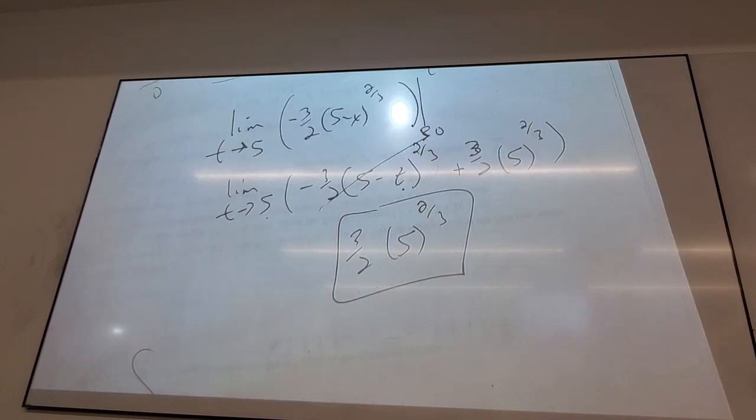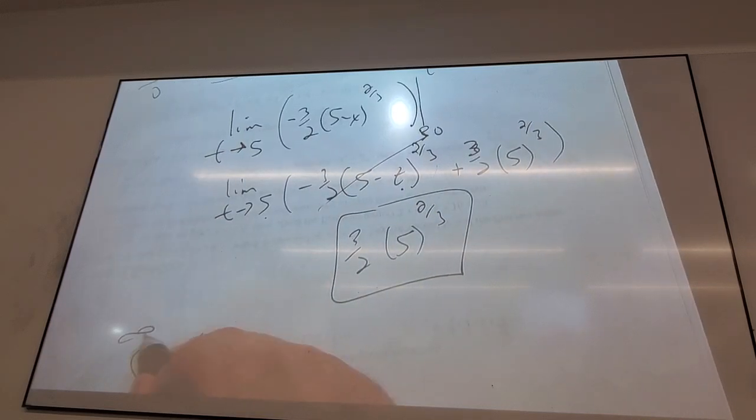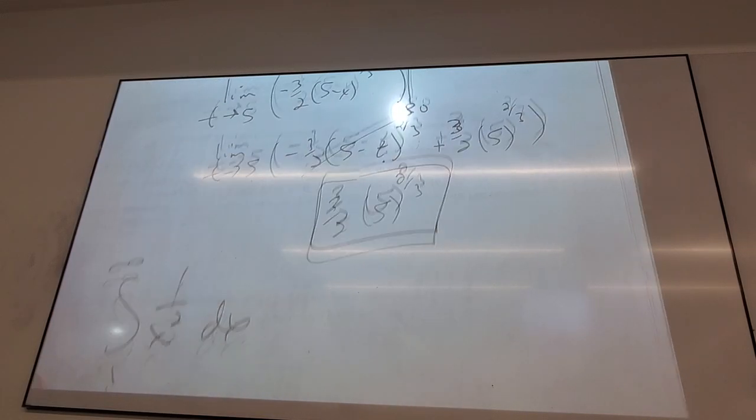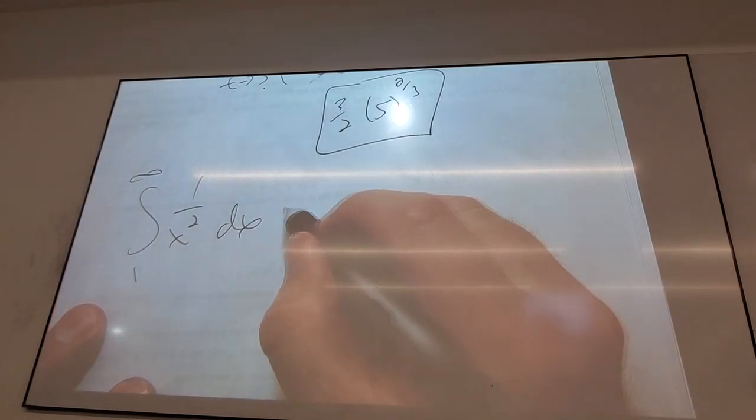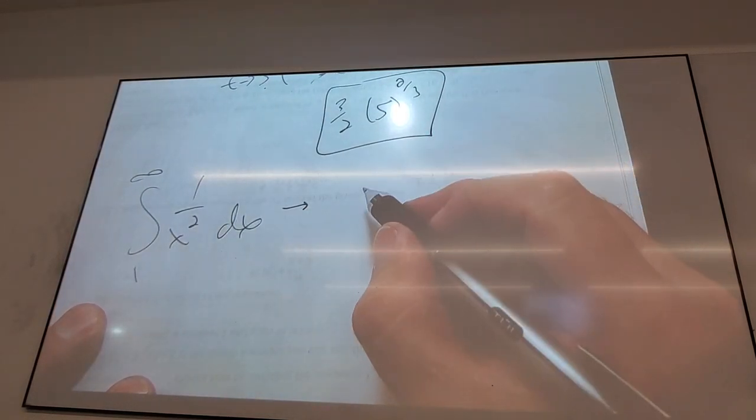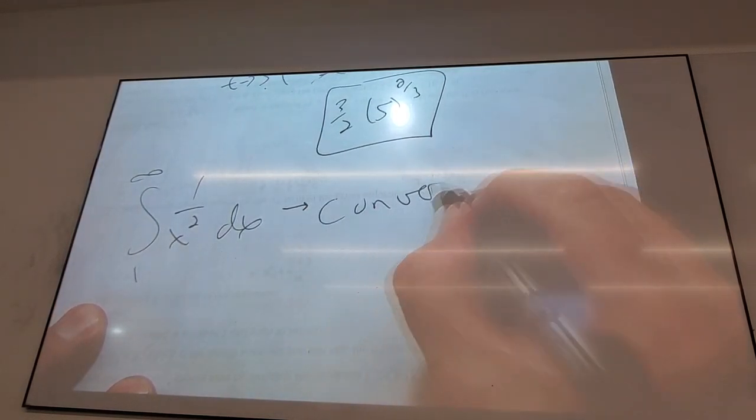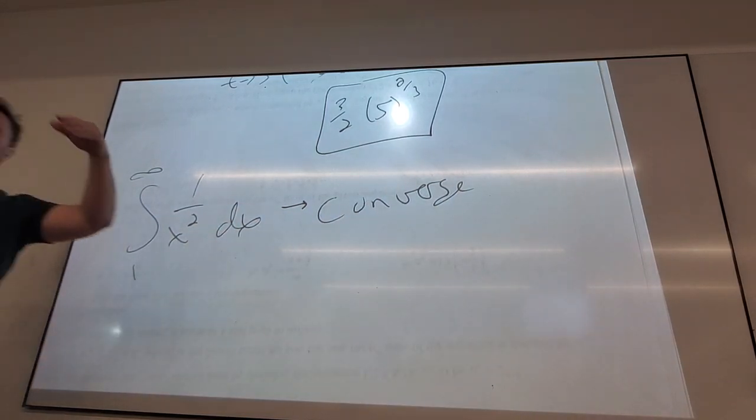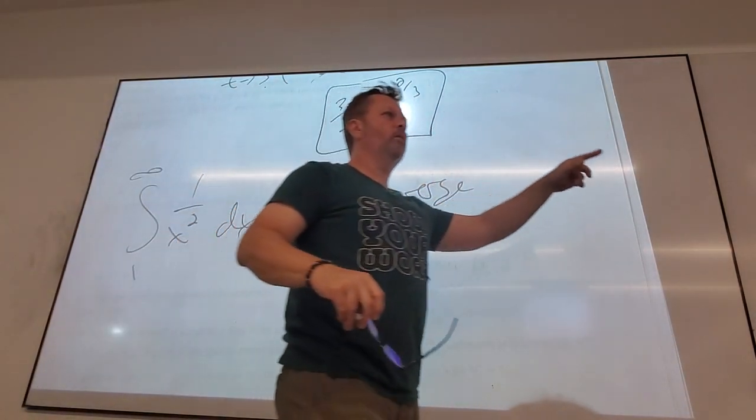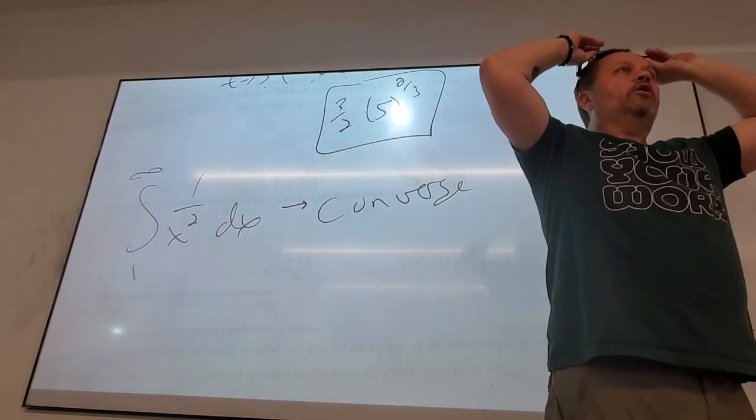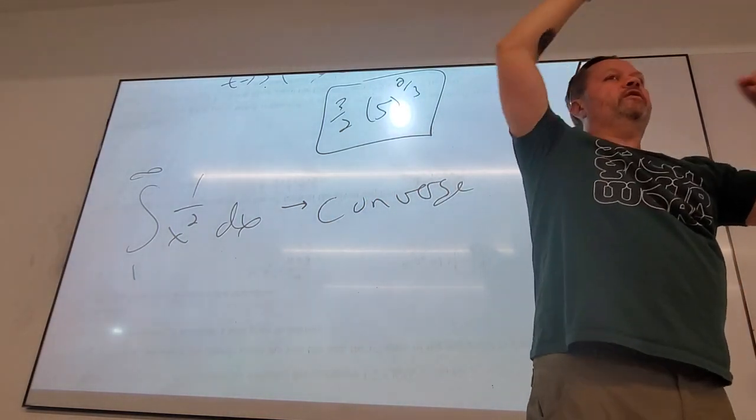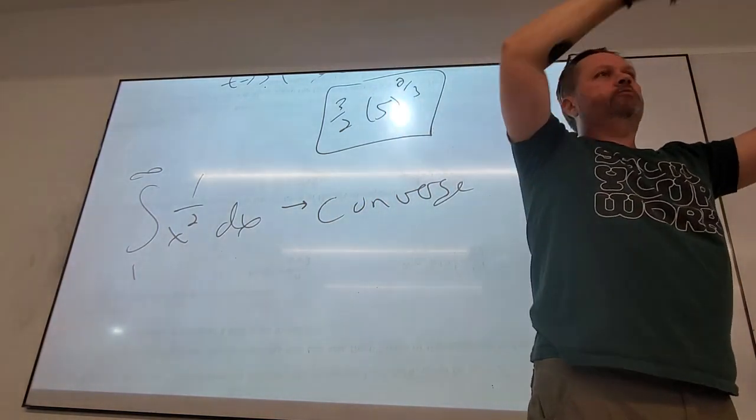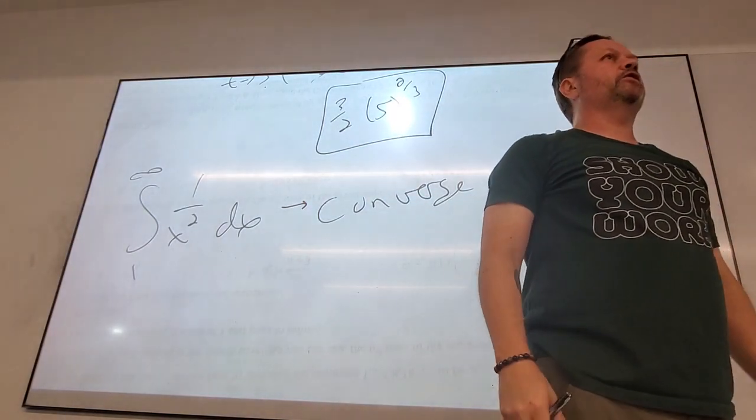Real quick, can you guys tell me, without doing anything, if you've been paying any attention, will this converge or diverge? Converge. Why? Because the power is greater than 1. So if I have 1 over x to a power, as long as that power is more than 1, it will converge. Real quick, on the domain 1 to infinity, I think we did this last time. Can you draw a rough sketch of the function 1 over x squared?